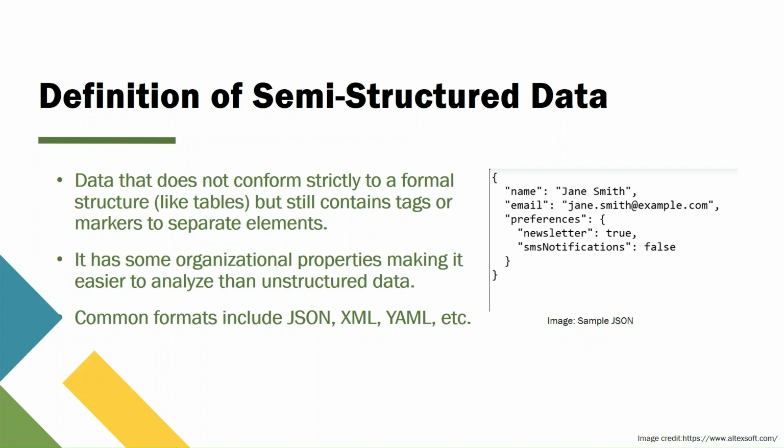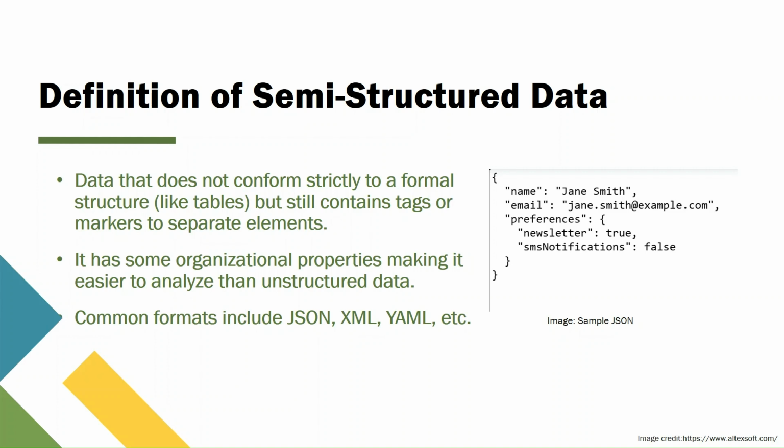As you can see here in the image, this is a sample JSON, which is one example of semi-structured data. Here we have three elements. First one is name, second one is email, third one is preferences. They are all key value pairs, but the value need not be a string. It could be again an array or any other object.